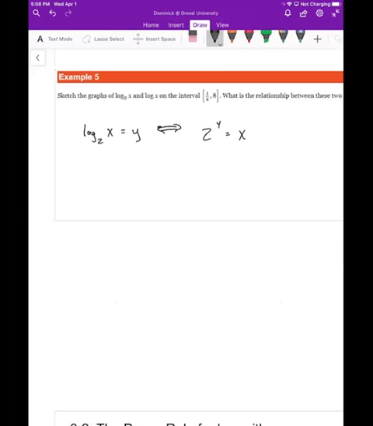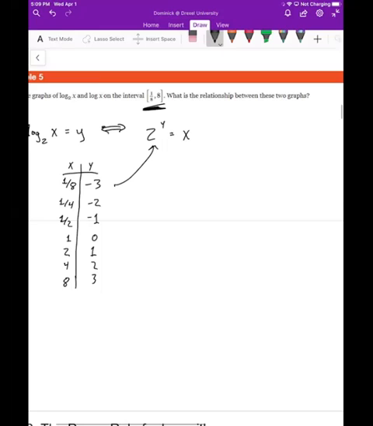So if I wanted to plot this, I could just find some values for y and figure out what the corresponding x values are. So I'll do -3, -2, -1, 0, 1, 2, and 3, because I know that that's what's going to work for this interval. So for example, if I plug in a -3 for y here, I'm going to get 2 to the -3, which is 1/8. And then you can similarly show that if you plug in -2, you get 1/4, you get 1/2, you get 1, you get 2, 4, and 8.